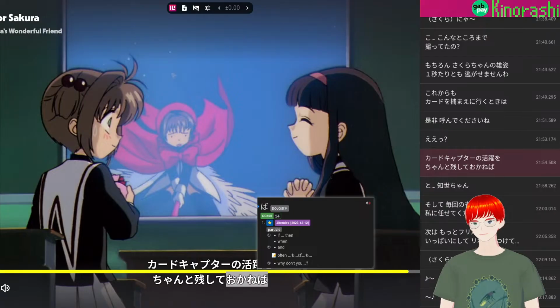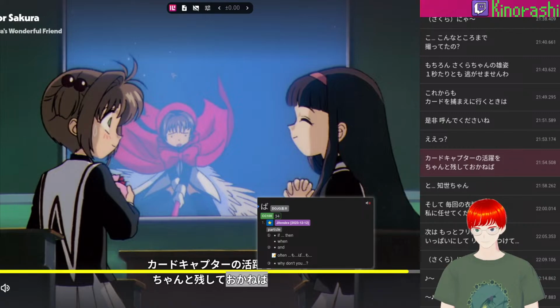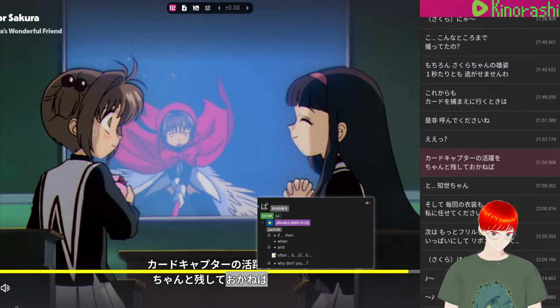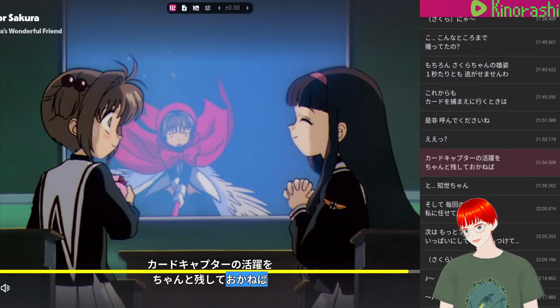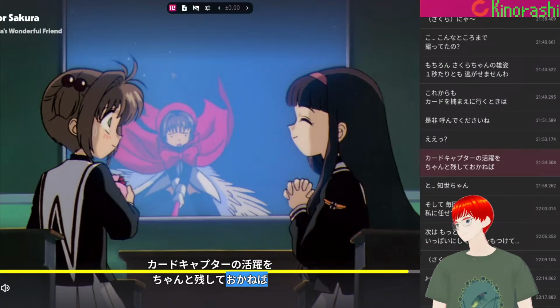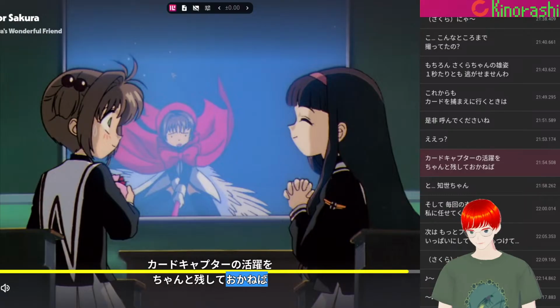So the normal way to say it would be okanakereba, and this way is okaneba. Okay. So in this case, she's actually saying okanakereba ikenai, or in other words, I have to. But in casual speech, the ikenai part often gets dropped off. So she's essentially saying she has to do something.